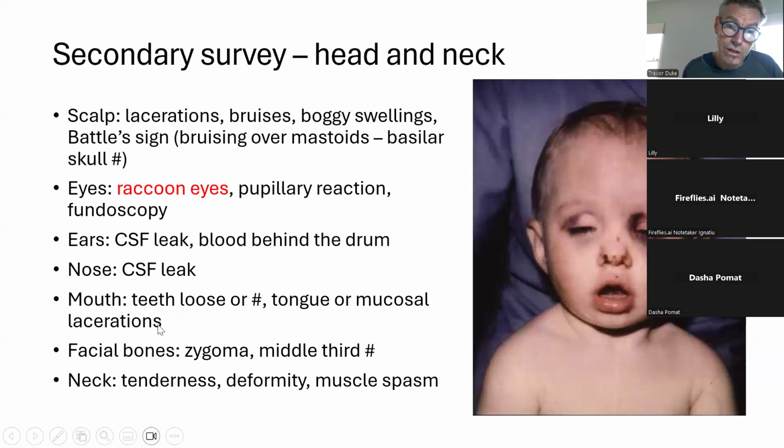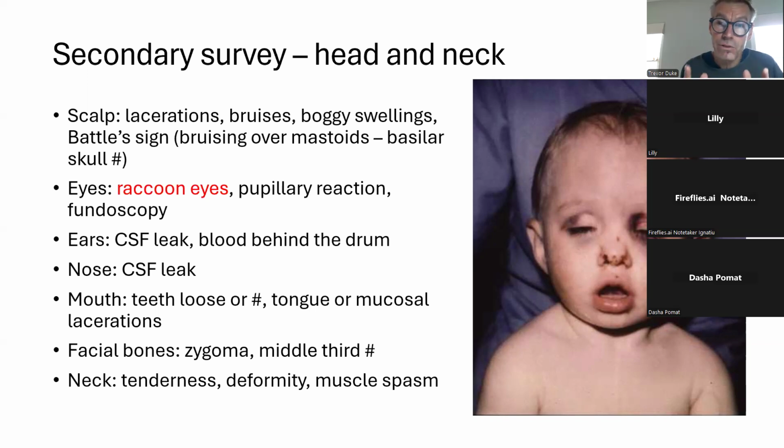You should look in the child's mouth. The child was only 4 and had some loose teeth, but again, they were infant teeth that had become loose. Look for tongue or mucosal lacerations as part of the primary and repeated as the secondary survey. And then look at the facial bones to see whether there's any evidence of facial bone fractures in any child who's had a head injury. And then assess the child's neck for tenderness or deformity or muscle spasm.